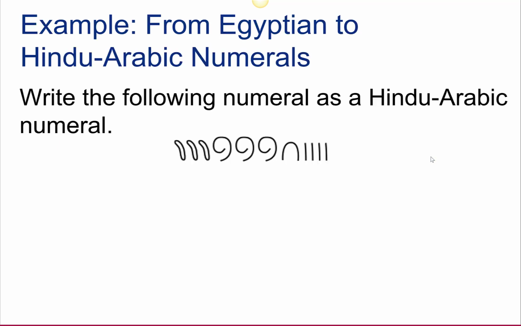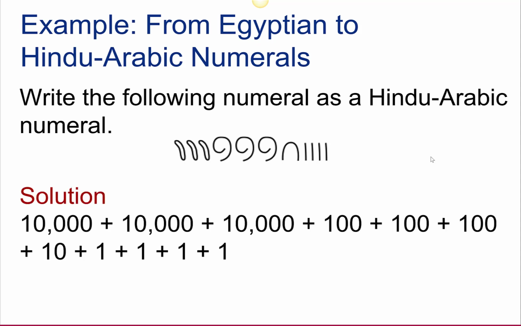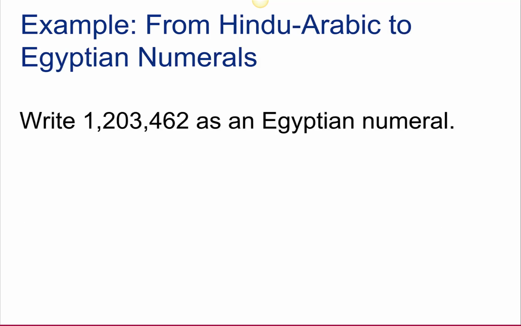Write the following numeral as a Hindu-Arabic numeral. So what we do is we look at the table of the numerals for the hieroglyphics, and we see that these fingers here, they're called pointing fingers, are each worth 10,000. The scrolls are worth 100. The heel is worth 10, and then 4 staffs are worth 1 each. So we add up the values of the symbols or the numerals to get the value of the number.